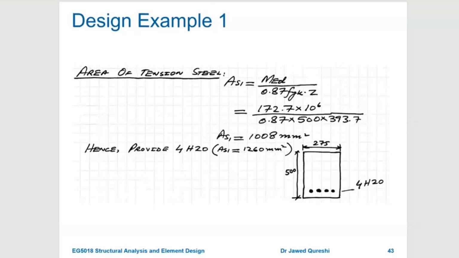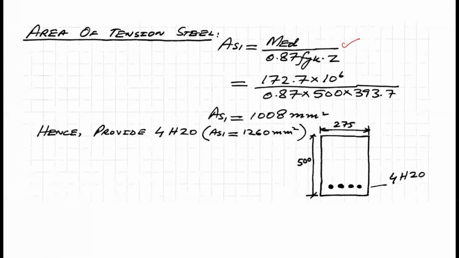And then finally you use this formula, MED over 0.87 FYK Z, and you know how we derived this formula. Now FYK is the yield strength of steel reinforcement. Some students in the past simply replace it here with FCK, which is not the case. Here you have FYK. So FYK is 500, and then you have MED, which is the applied moment. Now you have to convert the applied moment into millimeters and Newtons. Again, that's why we're multiplying it with 10 raised to 6.